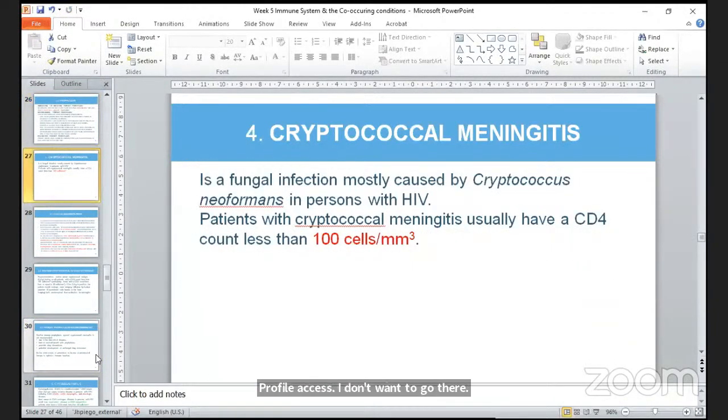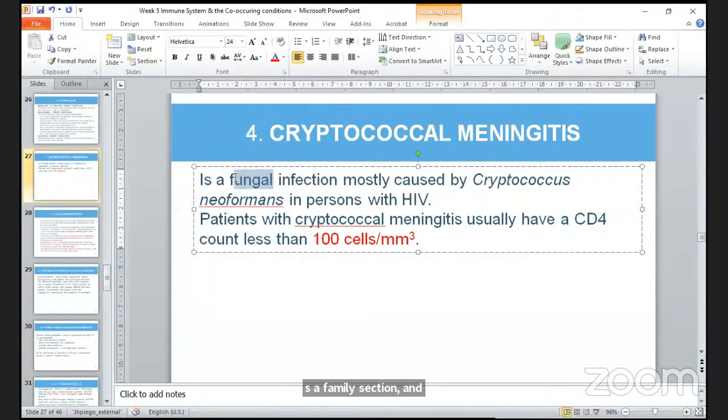Then the fourth disease is called cryptococcal meningitis. Cryptococcal meningitis, another very, very interesting opportunistic infection. Now, this one is caused by another fungal infection. This is a fungal infection, and it's caused by the fungus called Cryptococcus neoformans.